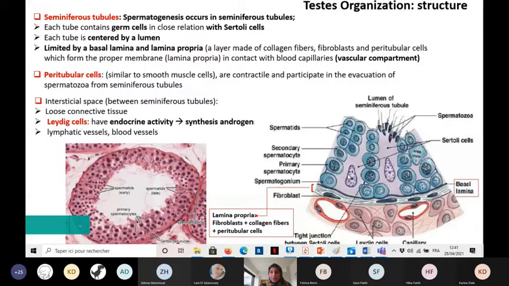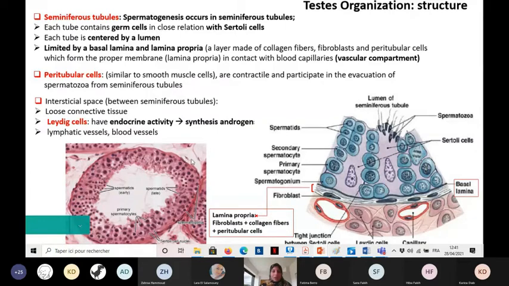So here we have the inside of the seminiferous tubule, composed of the germ cells and the Sertoli cells. The periphery of the seminiferous tubule is composed of a basal lamina and a lamina propria. The lamina propria contains fibroblast cells, peritubular cells, and collagen fibers.